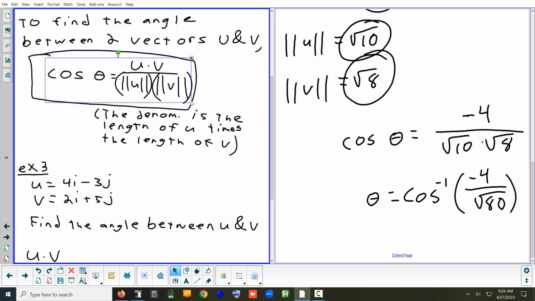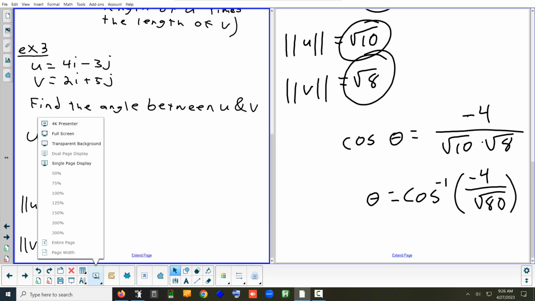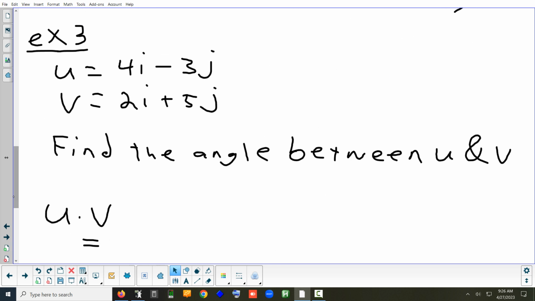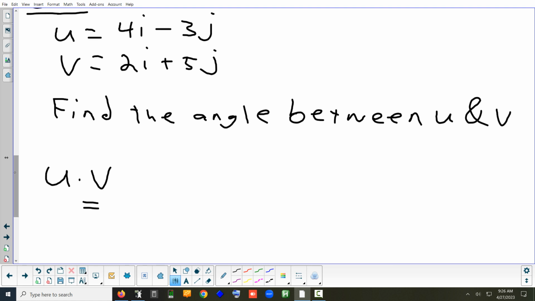All right, I had another one. Does anybody want to see another one where you find the angle between two vectors? It's like the one we just did. Okay, so let's do it quick. Three things we need: dot product, length, length.